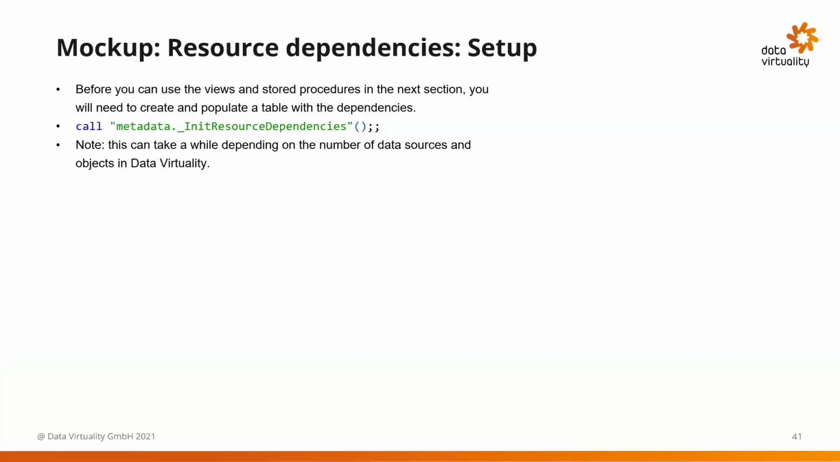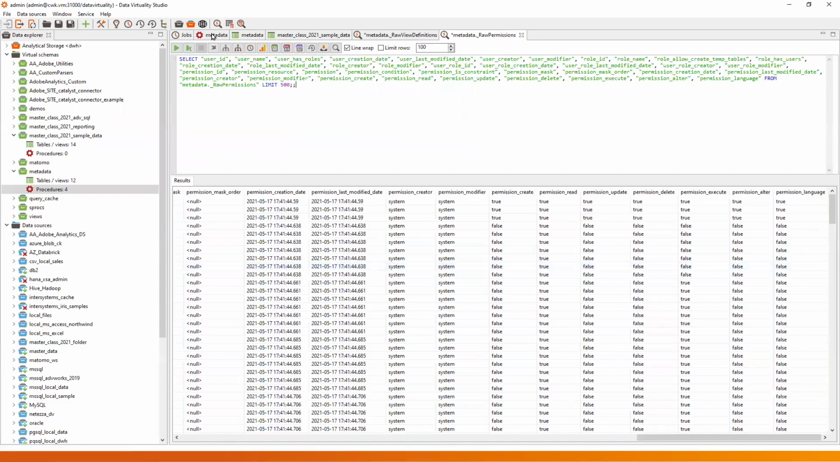over. One of the things that we're going to be looking at is resource dependencies. Before you can use any of these resource dependencies, we need to call the metadata stored procedure called init resource dependencies. This can also take a while depending on the number of data sources and objects in Data Virtuality. Let's quickly look at the definition of that.